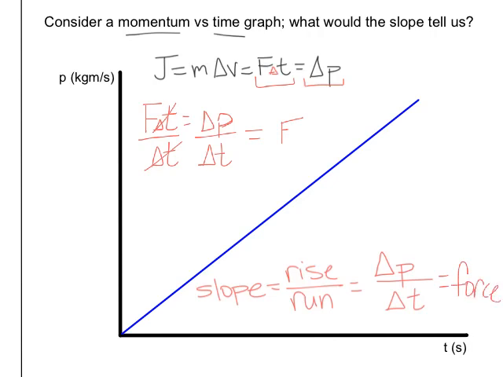So on a test, you would have multiple choice, where I could ask you the type of graph and what the slope would tell you, or I can actually give you a graph because you're perfectly capable of calculating the slope of a straight line. So if you're given a momentum versus time graph, the slope would tell you the force, and so I could ask you to calculate the force if you're given that type of graph.